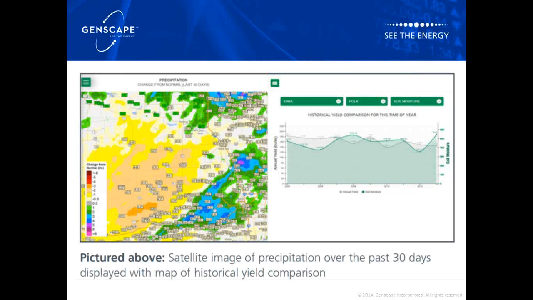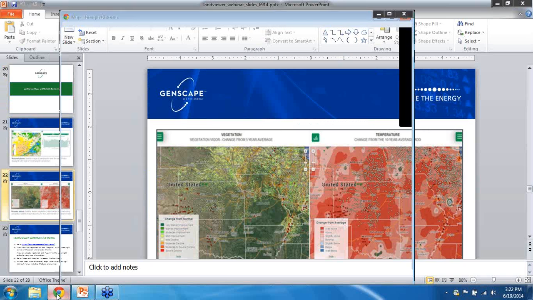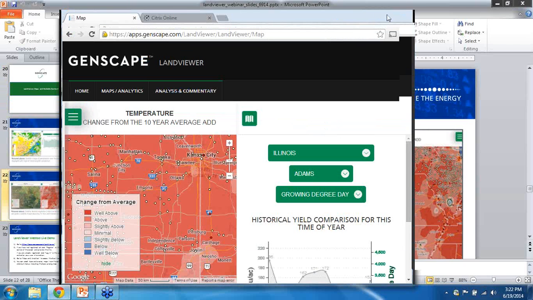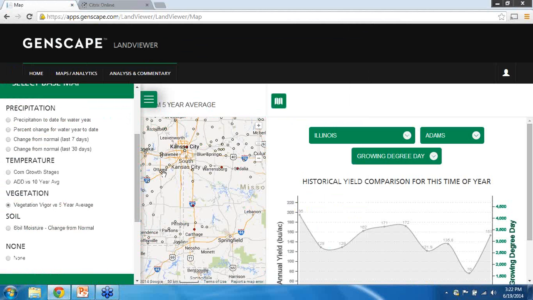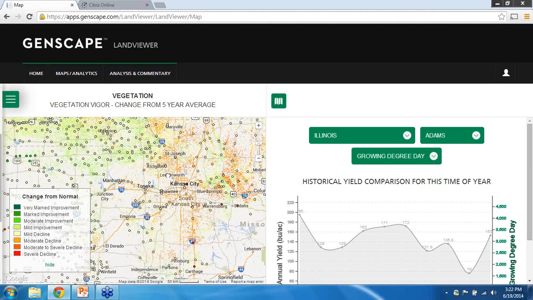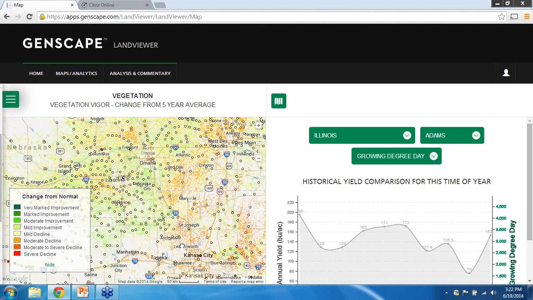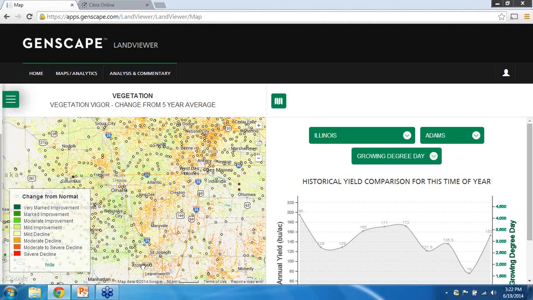And here's just some examples of that as well on the presentation. An example of the vegetation index. Actually, let me go ahead and show the vegetation index on the web page. So here you've got, based on the vegetation information, a comparison to the past 5 years. And overall, things are looking pretty good right now.